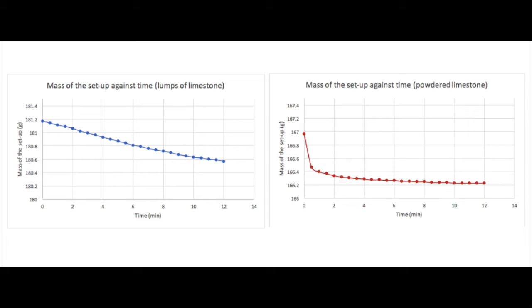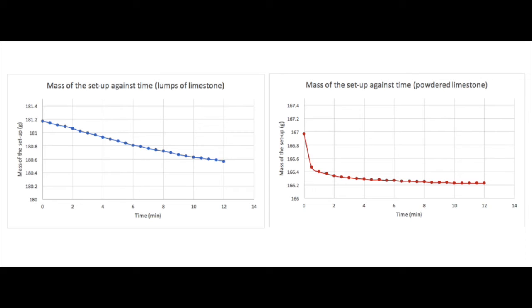This tells you that with the powdered limestone, the reaction is much faster, and this can be attributed to the fact that powdered limestone offers much greater surface area of contact. In other words, with the smaller particle size, it has a larger surface area of contact, and therefore the rate of reaction is much faster.